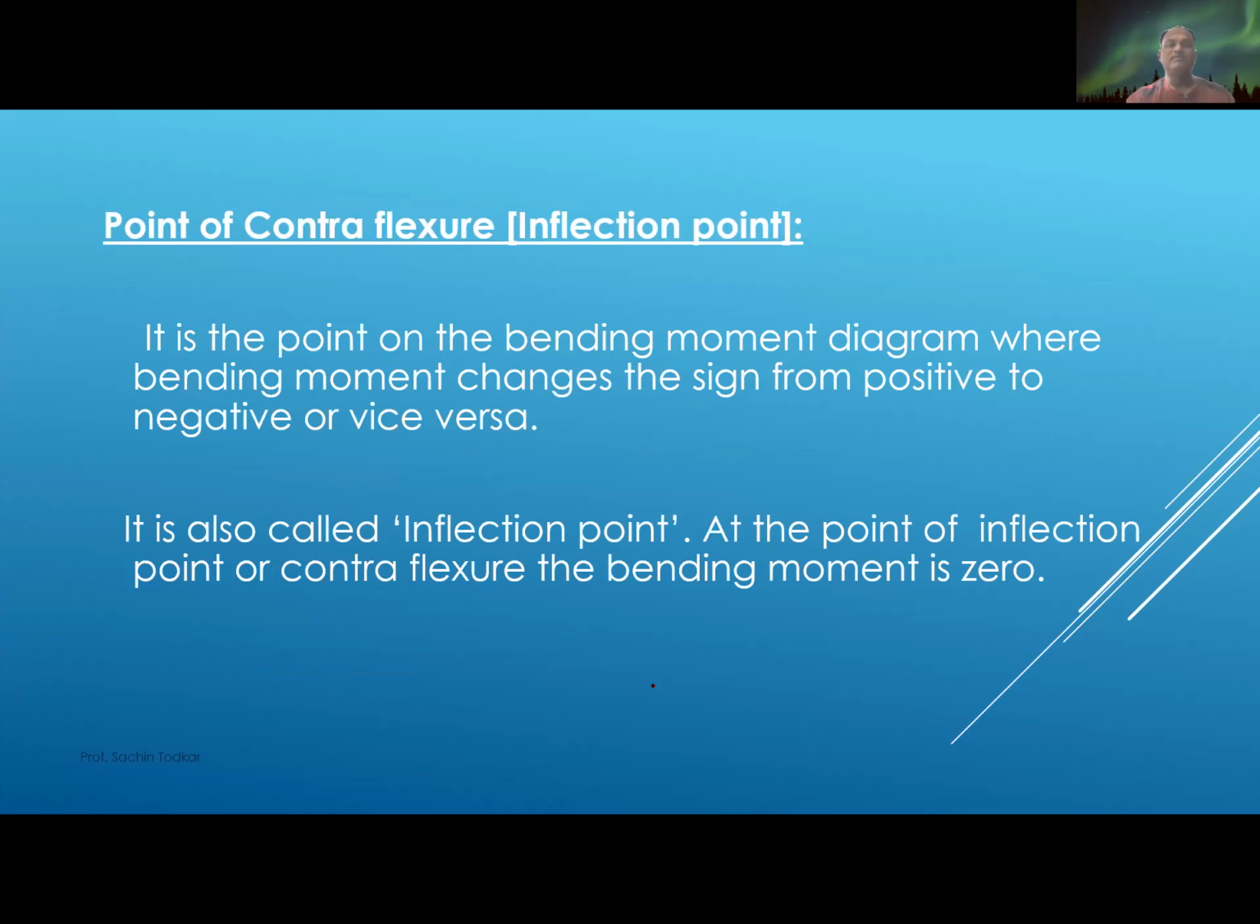Now what is point of contraflexure? It is the point on the bending moment diagram where bending moment changes the sign from positive to negative. It is also called an inflection point because bending moment at that point is zero. So it may be like this. If the bending moment diagram is changing from positive to negative, this particular point will be called the point of contraflexure. This particular point we have to calculate in your calculations in bending moment diagram.